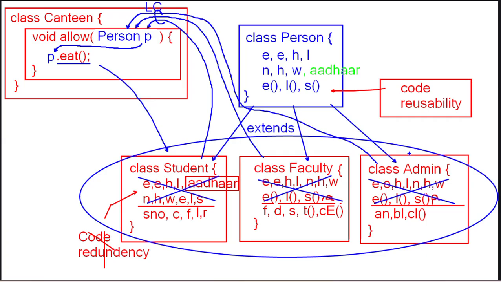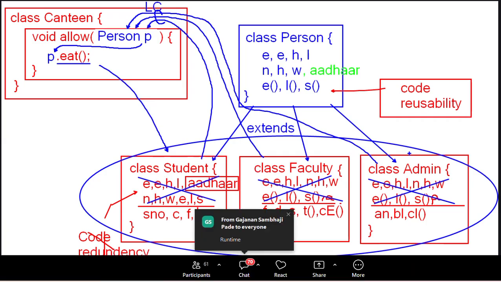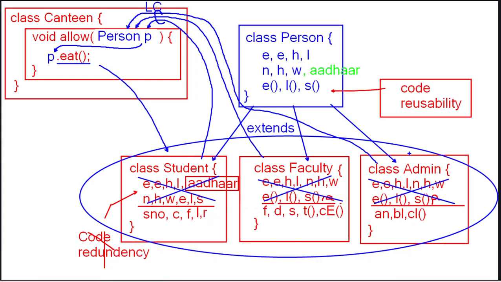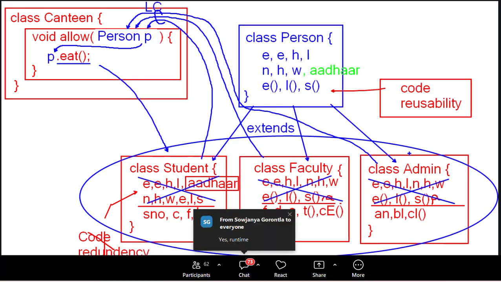When you go into the canteen class, it is connected to which class? Person. At development time, compilation time, the canteen class is connected to person. At runtime, the canteen connects to a person. Which person? Student. Which person? Are you allowed to change from one person to another person? At what time, compilation time or runtime? Runtime. At runtime you change the argument, and the connection changes automatically.